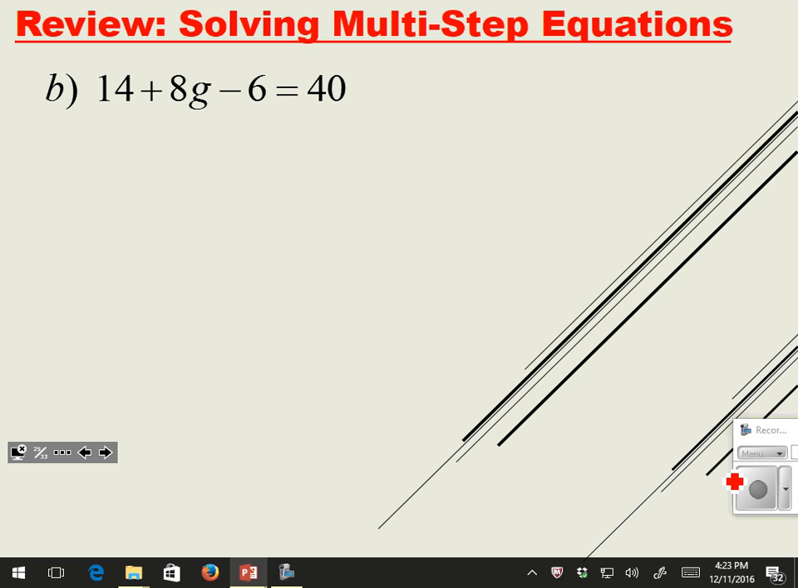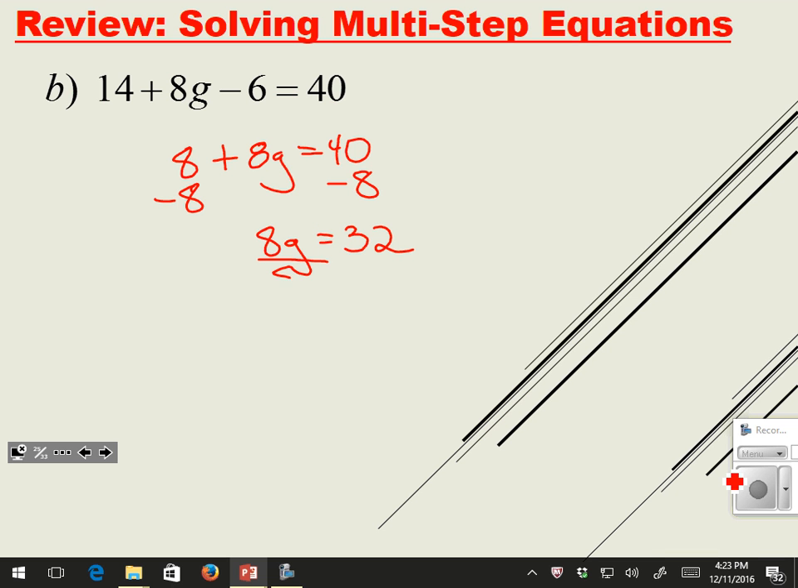For letter B, I'm going to simplify it. 14 minus 6 is 8. So I'm going to write 8 plus 8g equals 40. I'm going to subtract 8 from both sides. 8g is equal to 32. Our last step is to divide both sides by 8. G is equal to 4. Okay? Reviewing a lot of the concepts, because you will see later on that reviewing really helps.